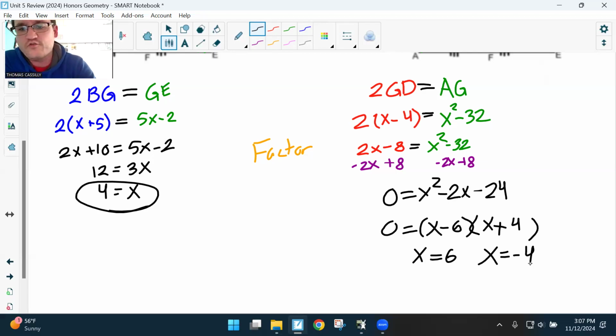Now, one of those is extraneous. Which one's extraneous? I'll let you figure out why, but the answer is -4. So think about why -4 doesn't work in this case. All right, but there we have it.